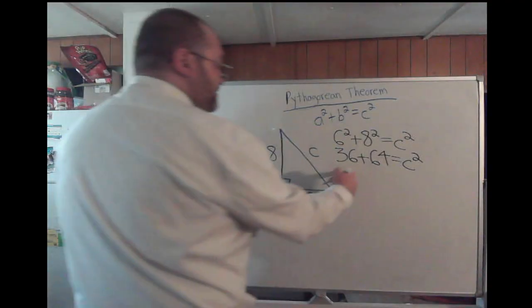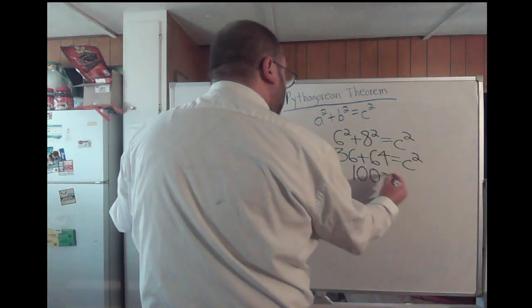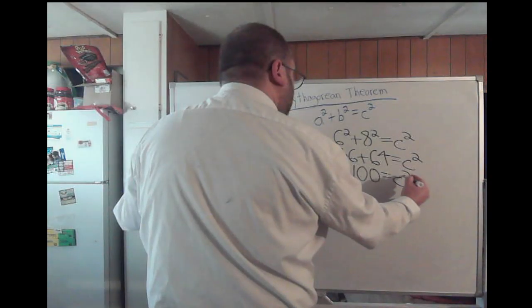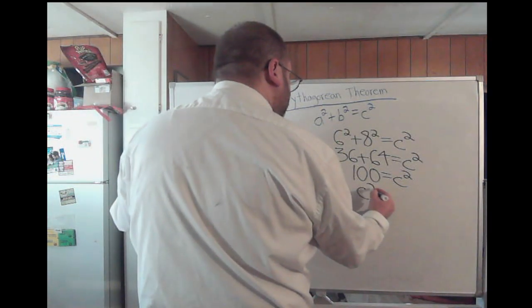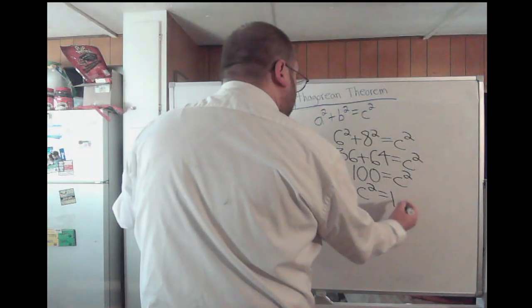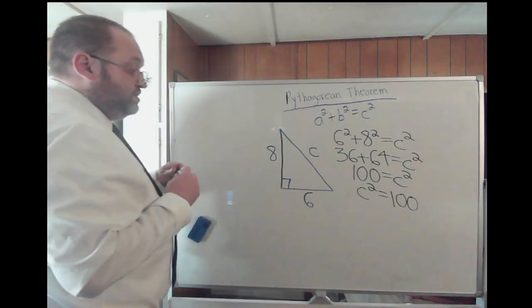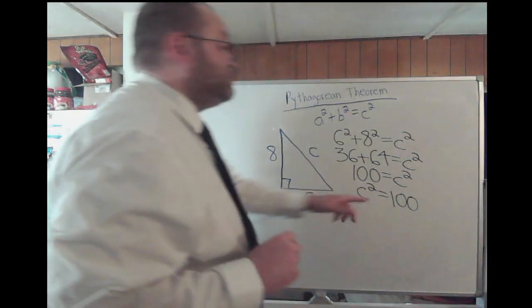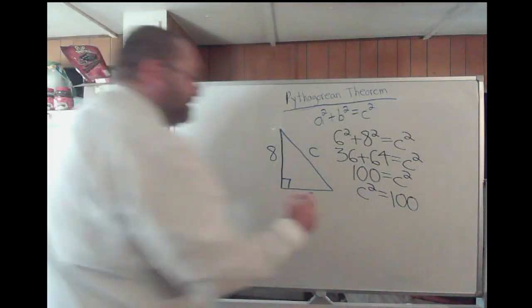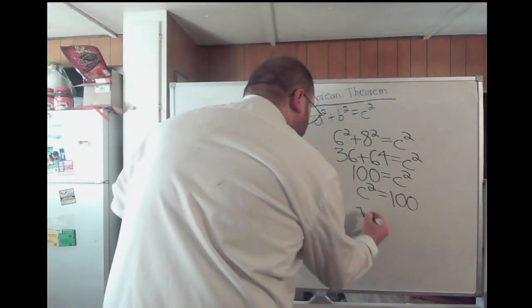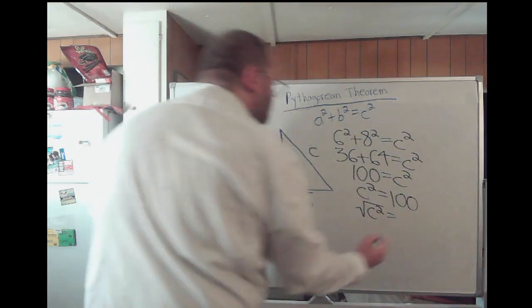So on the left, 36 plus 64, that's 100. You'll have 100 is equal to C squared. Since this is an equality, I could switch this around to be C squared set equal to 100. Okay, well that's good. I know C squared. I want to just find C. Well, what you have to do is take the square root of both sides.